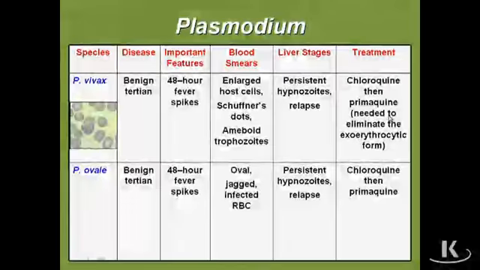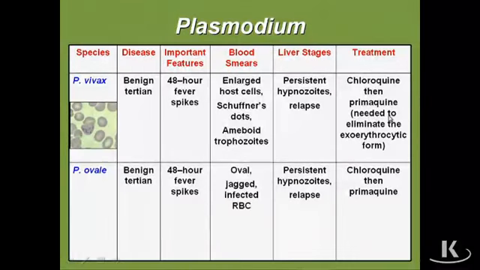Now, both Plasmodium vivax and ovale have that persistent stage in the liver, which means when we look at treatment, we need chloroquine to eradicate the red cell stage or the erythrocytic stage, and we need primaquine to eliminate the liver stage. Okay, so you need a two-drug regimen when you have the persistent hypnozoites in the liver.